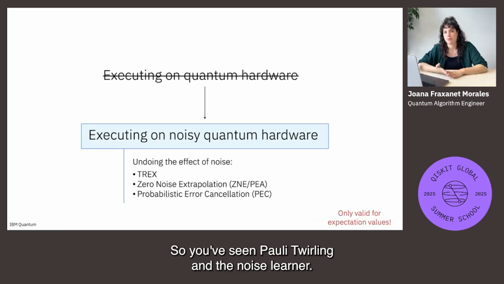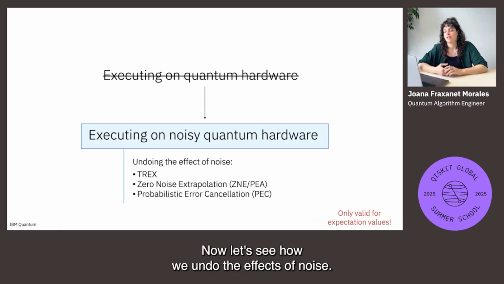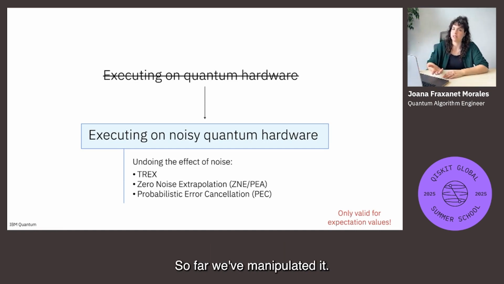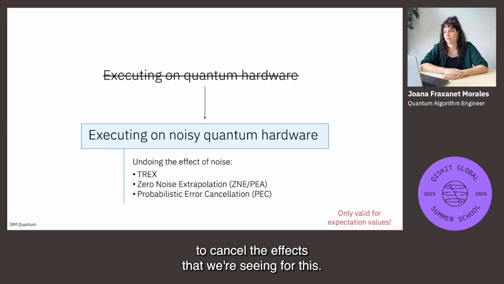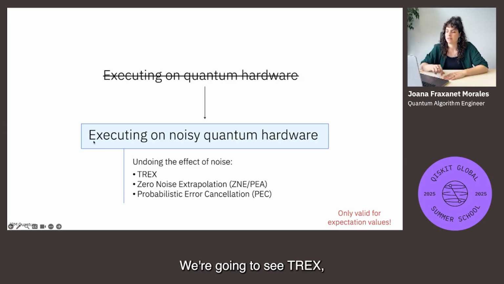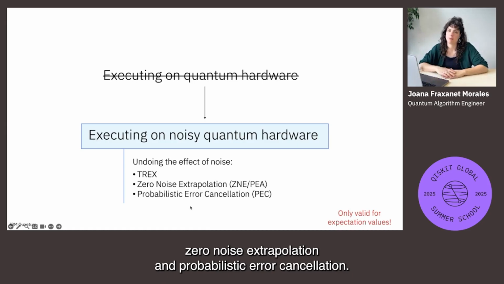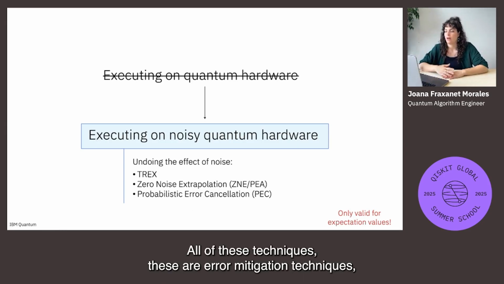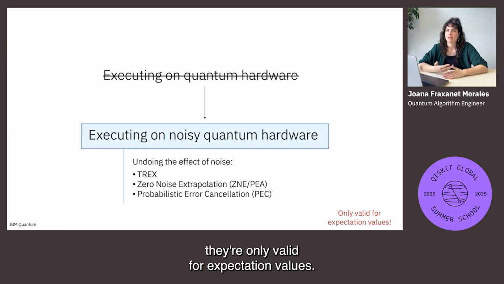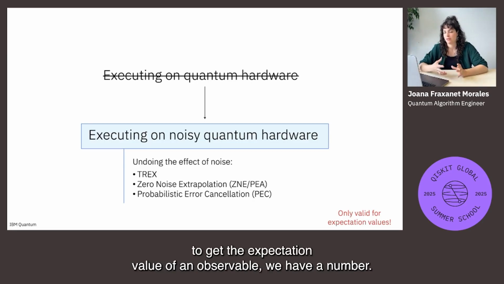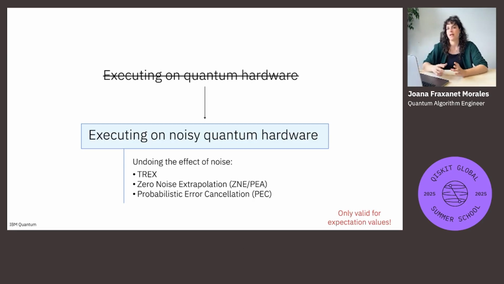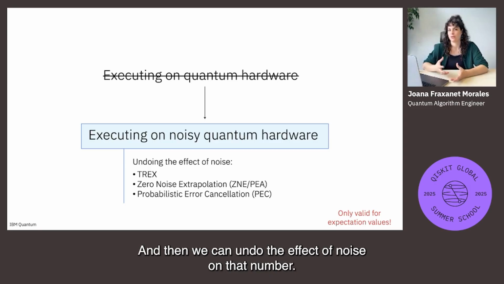So you've seen Pauli twirling and the noise learner. Now let's see how we undo the effects of noise. So far we've manipulated it, we've learned it, but we haven't done anything to cancel the effects that we're seeing. For this, we're going to see T-REx, zero noise extrapolation, and probabilistic error cancellation. All of these are error mitigation techniques, and they're only valid for expectation values. So whenever we are using the estimator to get the expectation value of an observable, we have a number, and then we can undo the effect of noise on that number.